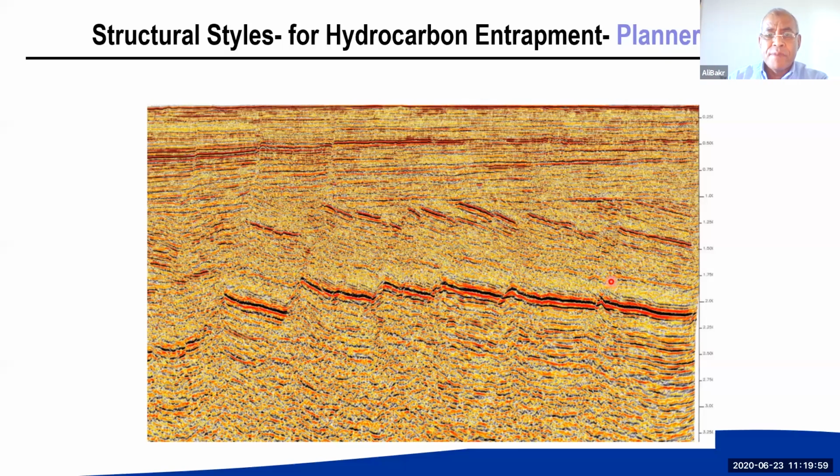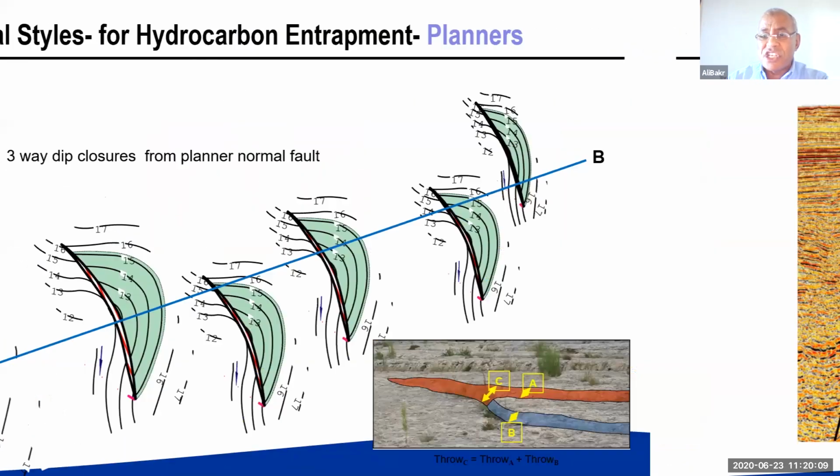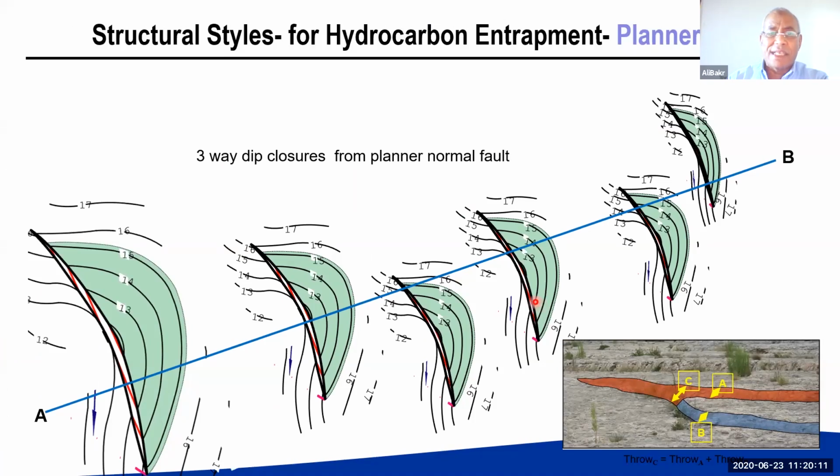Let us go next. This is the interpretation of this kind of planar fault styles. And then we will jump to the cross-section view on the seismic. The shape on the map will be like this: a 3-way deep closure from planar fault.